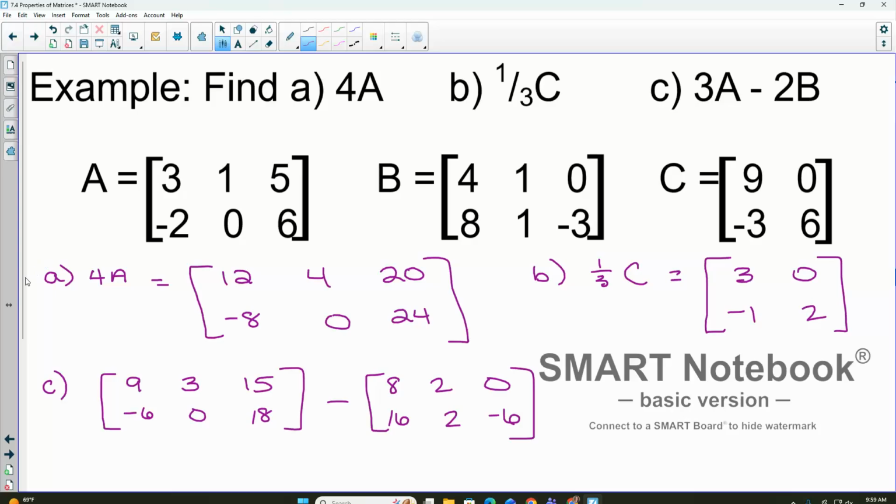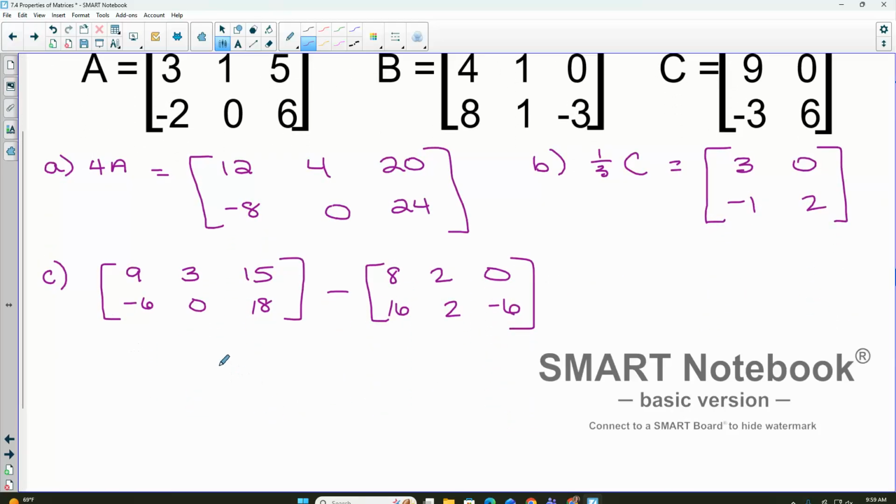And then we just subtract. So 9 minus 8 is 1, 3 minus 2 is 1, 15 minus 0 is 15. Negative 6 minus minus 16 is negative 22. 0 minus 2 is negative 2. 18 minus negative 6, so 18 plus 6 is 24. Could I have done like 2A plus 3C?